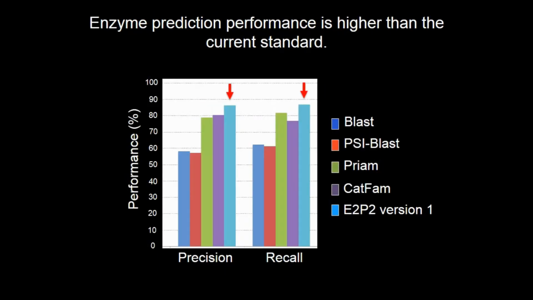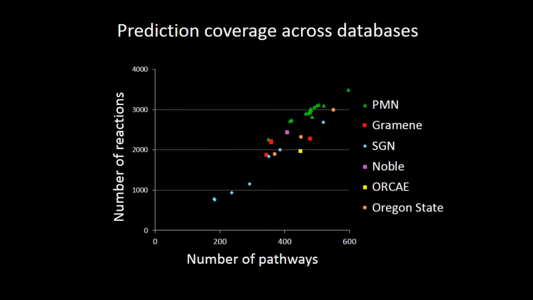I don't have time to tell you all of the performance assessment that we've done, but I'll give you two metrics that show the performance. Our enzyme prediction pipeline, called E2P2, indicated by these light blue bars, performs better than the existing algorithms on both precision, which is the false positive rate, and recall, which is the true positive rate. And when we compare our databases to other databases developed by other groups on coverage, both the number of reactions and number of pathways are bigger in the databases that we generated. Our project is called PMN.